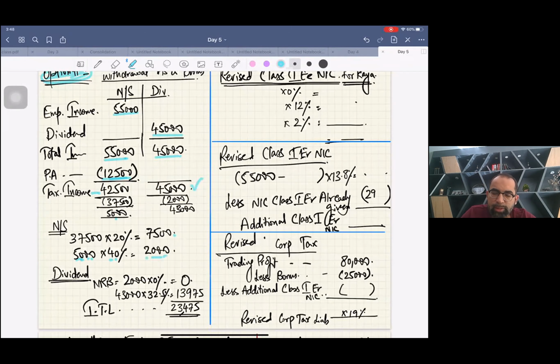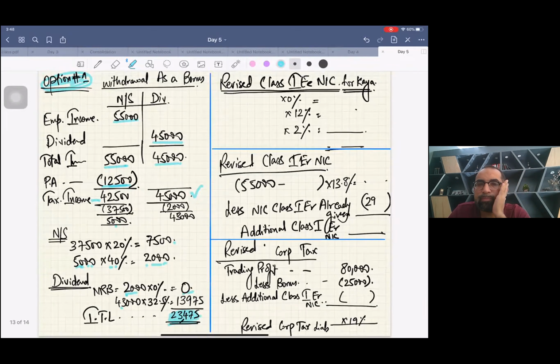Now come to the dividend. Dividend income is 45,000. And whenever you want to calculate tax on dividend income, there is always a simple rule. First 2,000 NRB is 0%. And in the excess 43,000, as the first band has already been consumed, the dividend higher rate band is 32.5%. So this is your ITL. Students, look at it. I'm sure you can understand it. Please check it out. Take your time. ITL is not difficult.